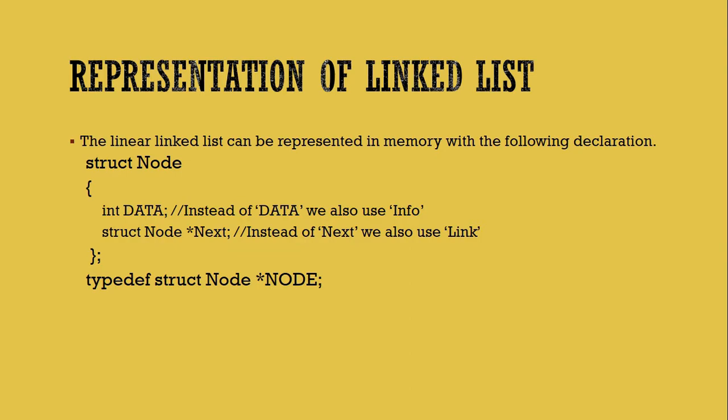How do we represent it in memory? We have to define a structure. Struct the name of the node. Let's say it's node. N is capital, O, D, E, R small letters. Then here we have to specify two elements: int data, which is the info field, and struct node asterisk next, or you can use link. This is the pointer which stores the address of the next node. Here we need to define an identifier which helps you to create an instance of this node. Typedef struct node asterisk node.